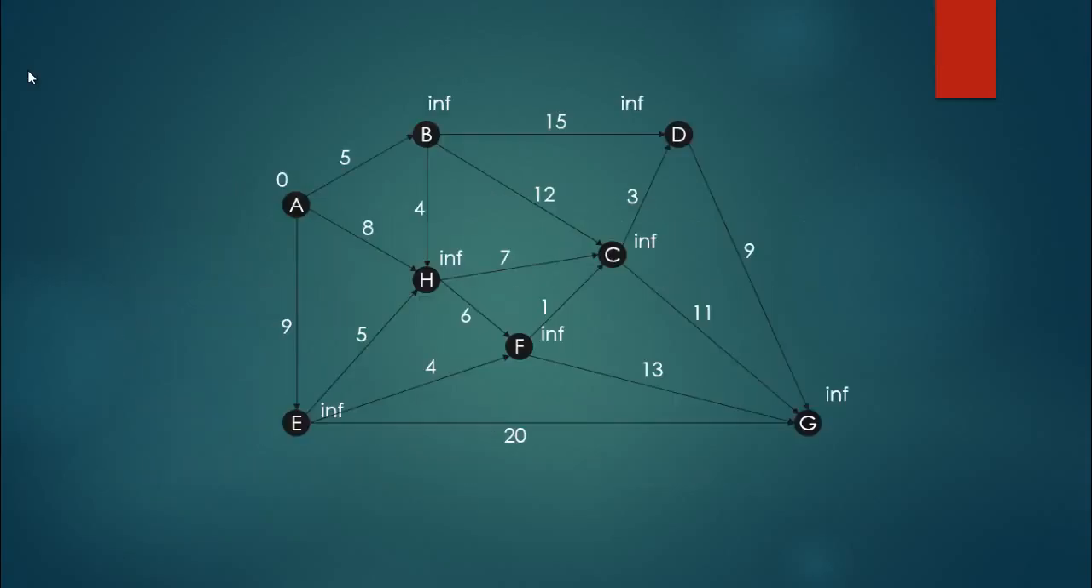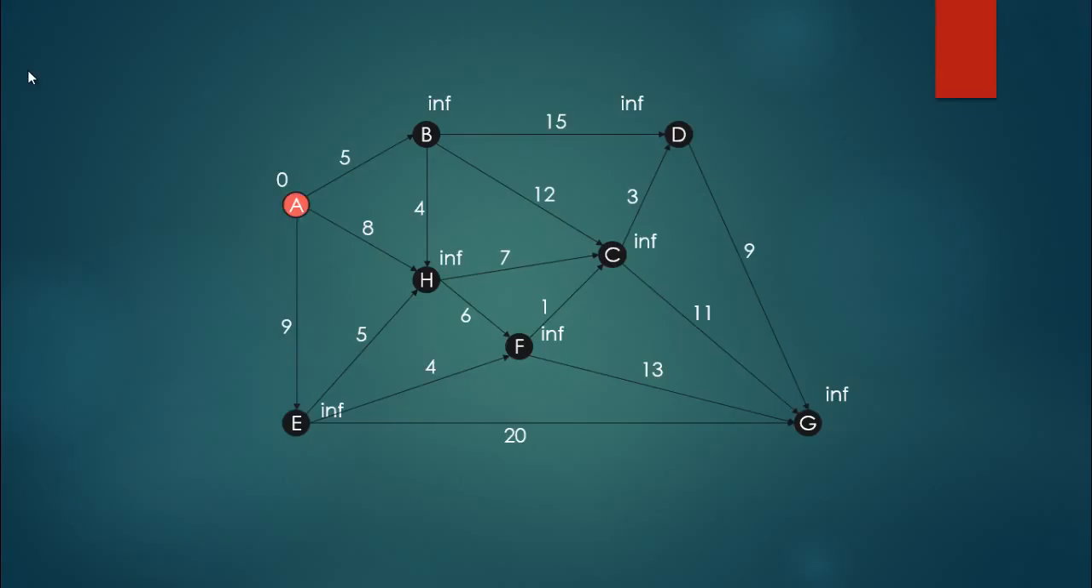So let's consider a situation when we have vertices such as A, B, C, D, H, F, G, and so on, and it is a directed graph. There's an edge between each of these vertices with a given weight, and this weight represents the cost. If we want to go, for example, from A to B, it's going to cost 5 units. It can be, for example, the price of gasoline. It can be a distance, for example, 5 meters or whatever.